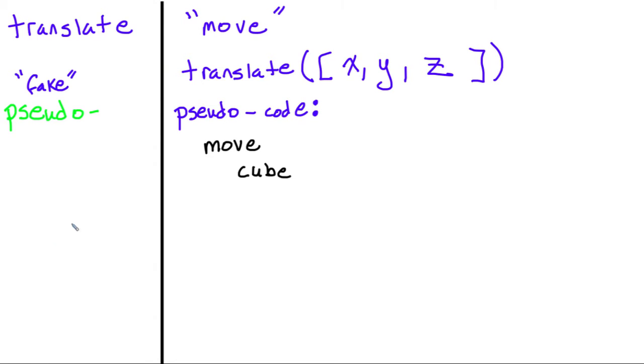So here's the real code. I'm going to call this just code. The real way to do this is you say translate. And let's move this only up. I want to move up by 7 millimeters.